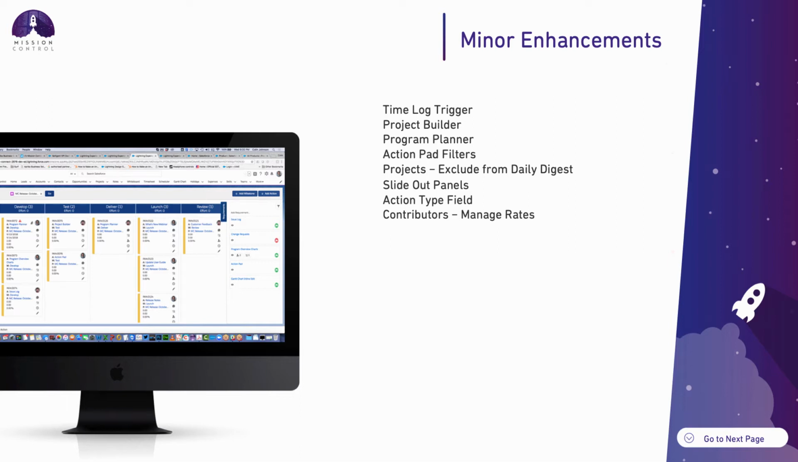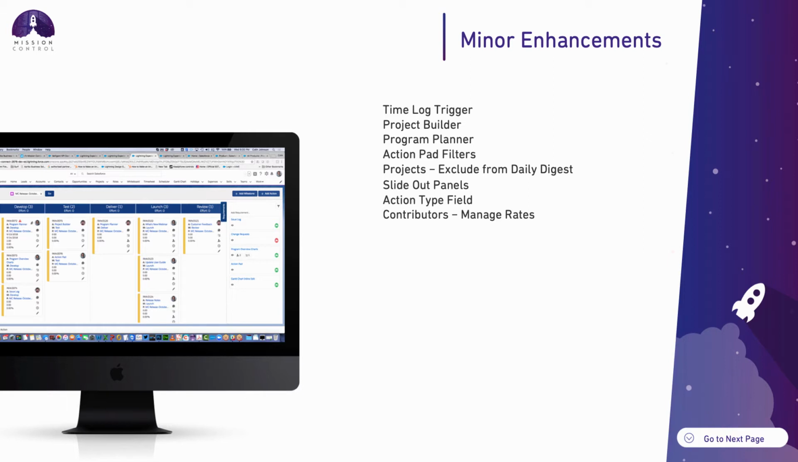The action pad filters have been enhanced, so you can still use the list view features from the action object, but in addition to that, you can switch over and use the custom filters that you have on the whiteboard. The reason we've added those is that people want to be able to filter down, for example, where you are an action owner or where you are a contributor. So you can use those custom filters instead of the action list views.